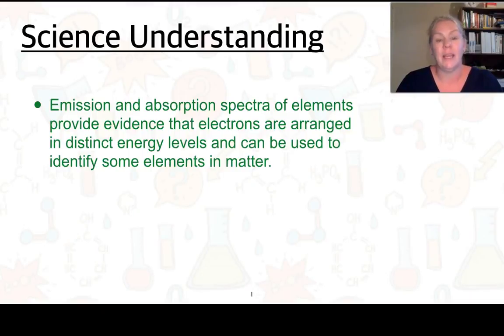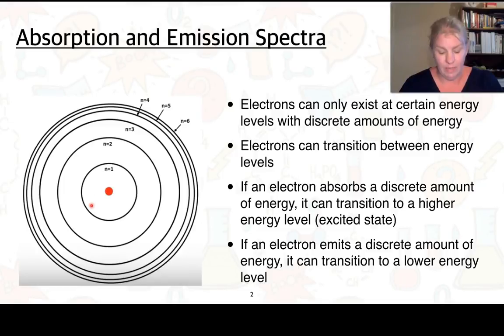Today's video is looking at the absorption and emission spectra of elements and how they provide evidence that electrons are arranged in distinct energy levels, like we've discussed in past videos. It can also be used to identify some elements in matter. So if we have a look here, we've got a bit of a review of the Bohr model of the atom.